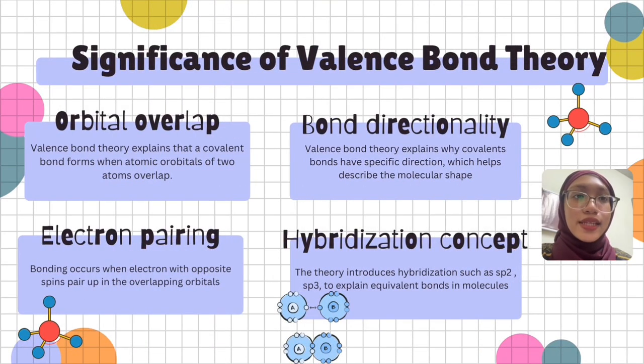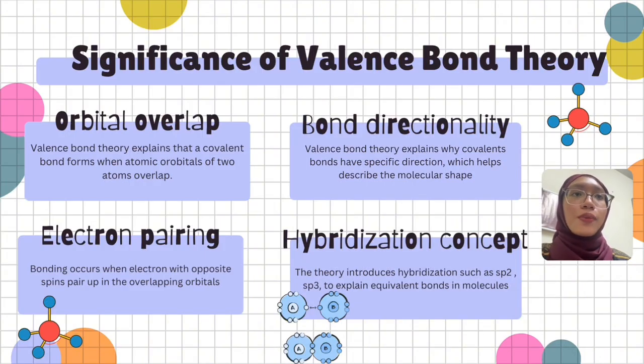Okay, lastly is the significance of valence bond theory. The first one is orbital overlap. Valence bond theory explains that a covalent bond is formed when the atomic orbitals of two atoms overlap effectively. The greater the overlapping, the stronger the covalent bond formed. Second one is bond direction. VBT explains why covalent bonds have a specific direction in space. This is because atomic orbitals overlap in certain orientations, which helps us to identify and predict the shape of molecules.